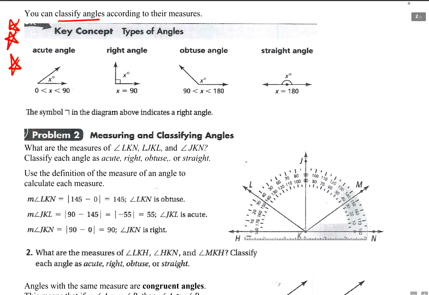Classifying angles is done according to their measures, and this should be reviewed. You know, an acute angle is between 0 and 90 degrees. A right angle is equal to 90 degrees, and notice right here, that symbol means right angle. That symbol right there indicates a right angle. An obtuse angle is between 90 degrees and 180 degrees, and a straight angle, this one might be new to us, a straight angle, which we know as a line, measures 180 degrees.